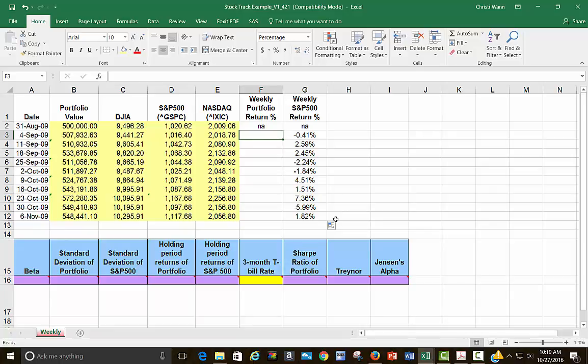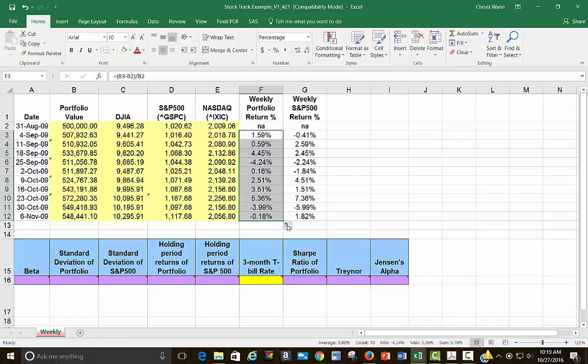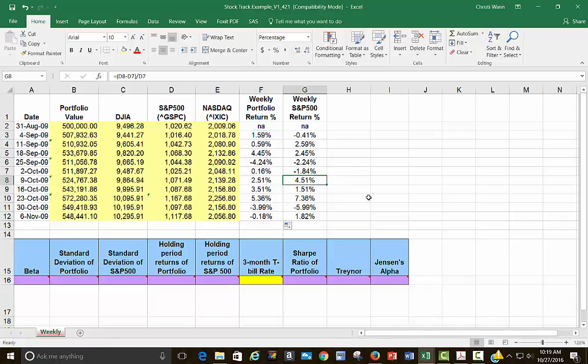And then here, I'll start over. Ending value minus beginning value divided by the beginning value. And then I can just drag this formula too. So now I've got my weekly returns, and this should allow me to calculate beta.